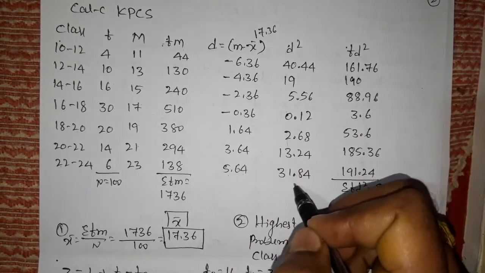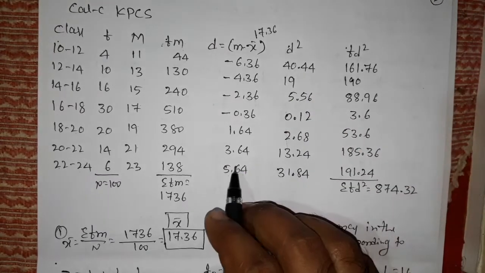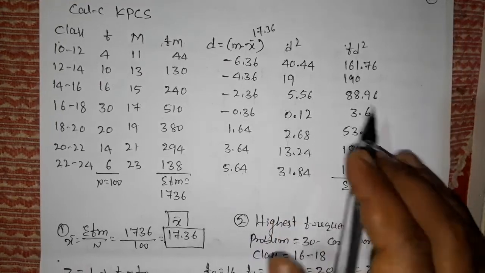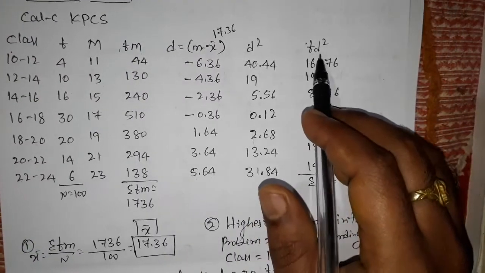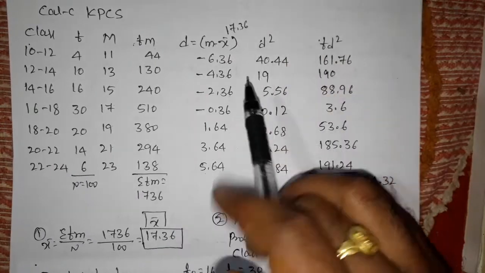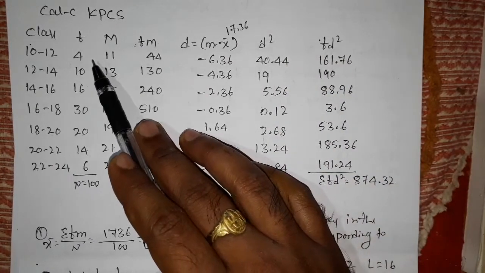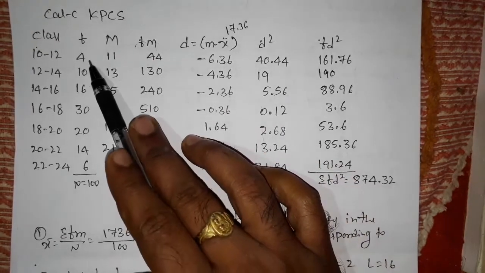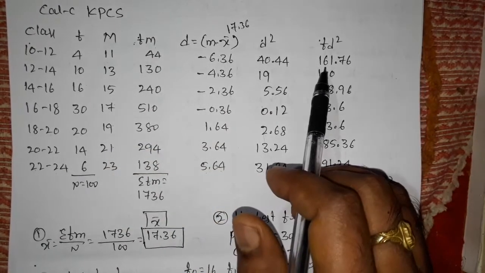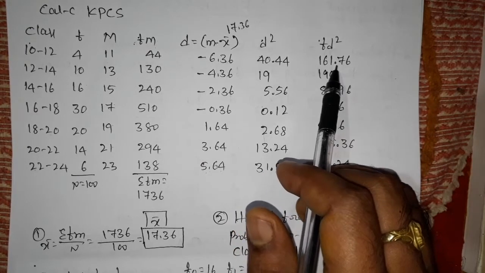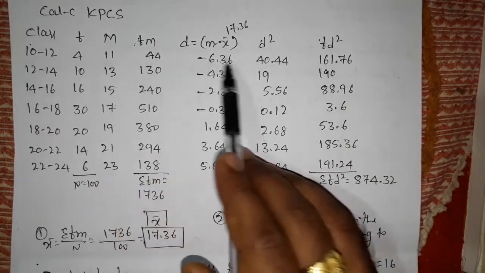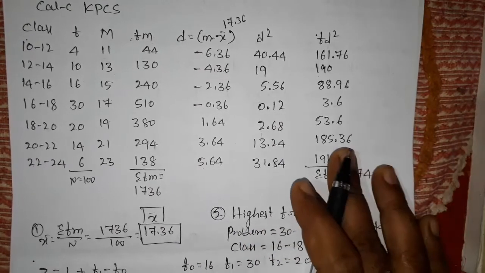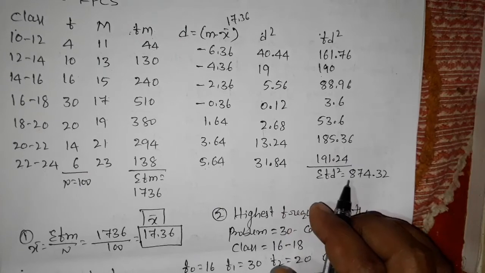Same, you need to do it for all these values, and lastly 5.64 square is 3.81. Okay, next is the FD square, F into D square. F is here, then the D square: 4 into 40.44, you will get 161.76. 10 into 19 is 190, and so on. If you do it, you will get the value of sigma FD square.